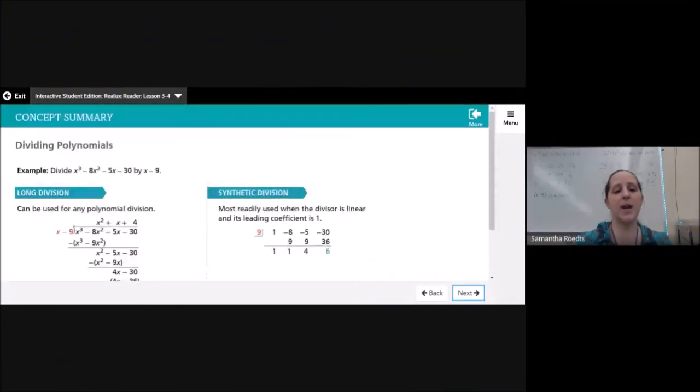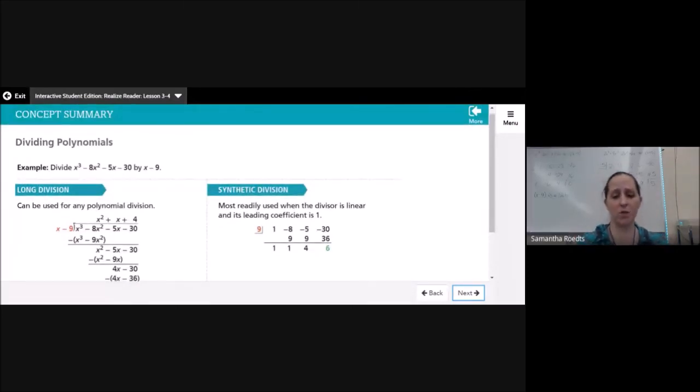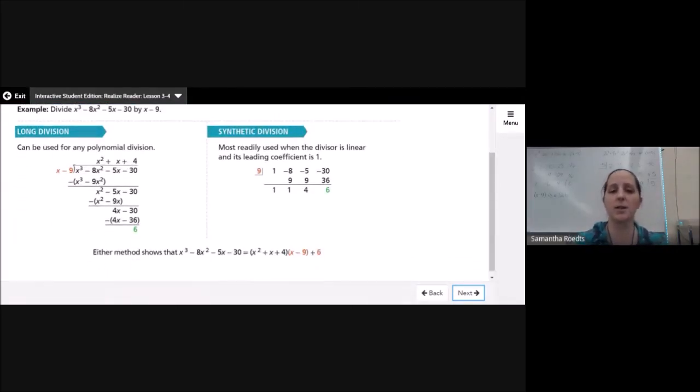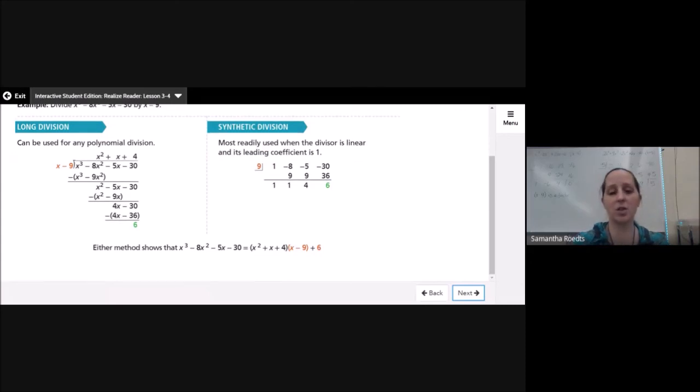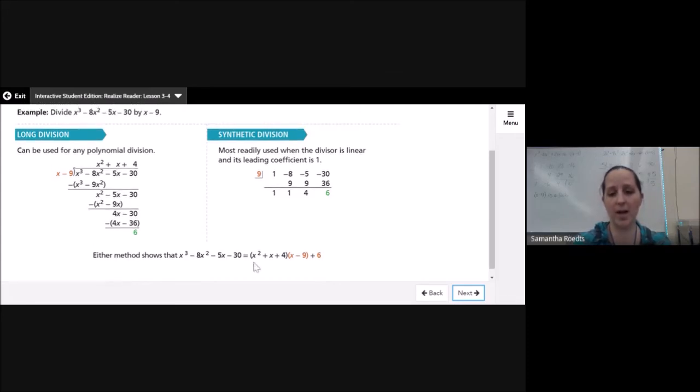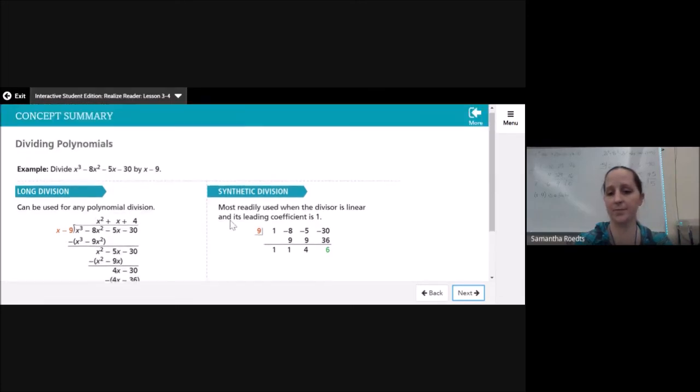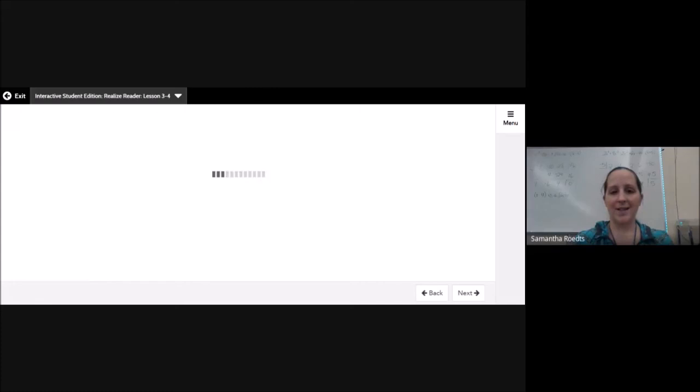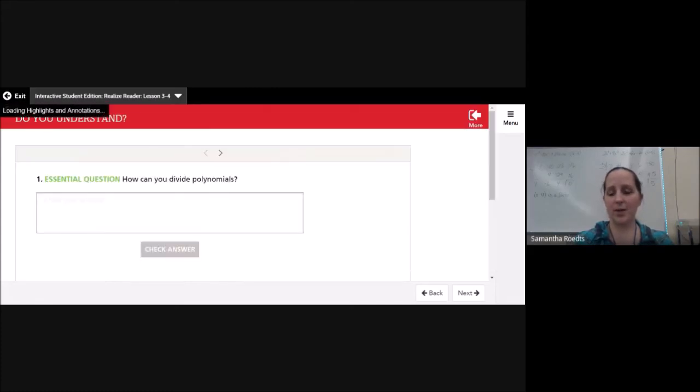Okay. So concept summary, dividing polynomials. When I divide, you can use long division or synthetic division. Either way works. Unless it specifically asks you to use a specific method, it's completely up to you. You can write your answer either way, multiplying what you got times your dividend plus your remainder, or you can write it as your quotient plus your remainder over your dividend. Okay. And that is the end of Unit 3, Lesson 4.